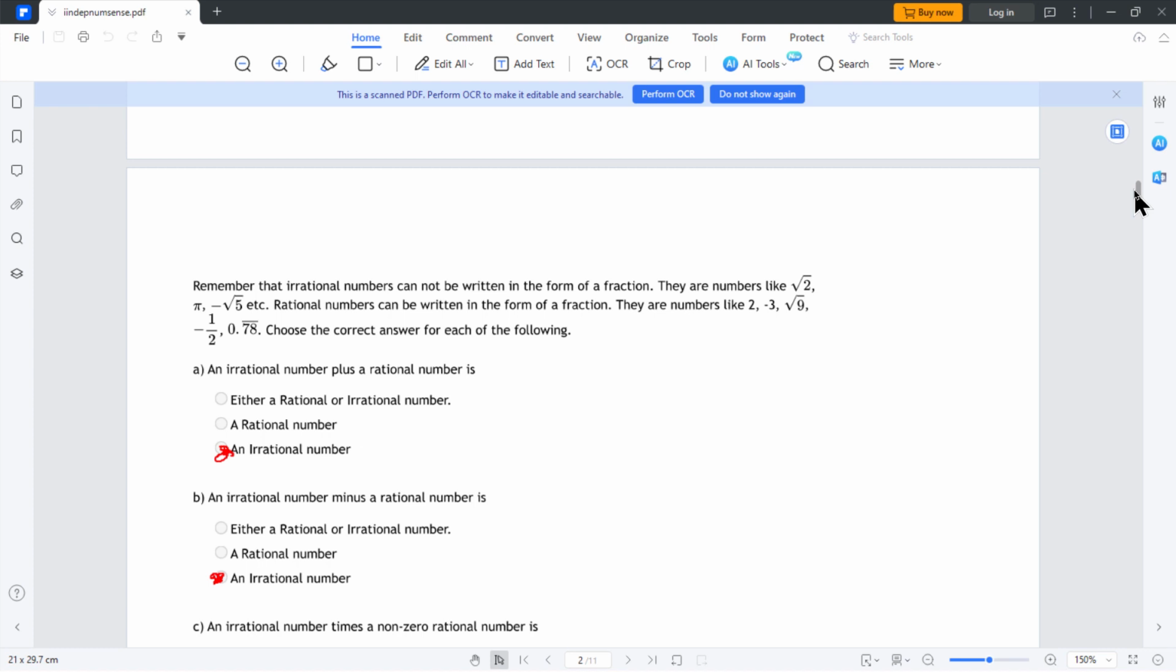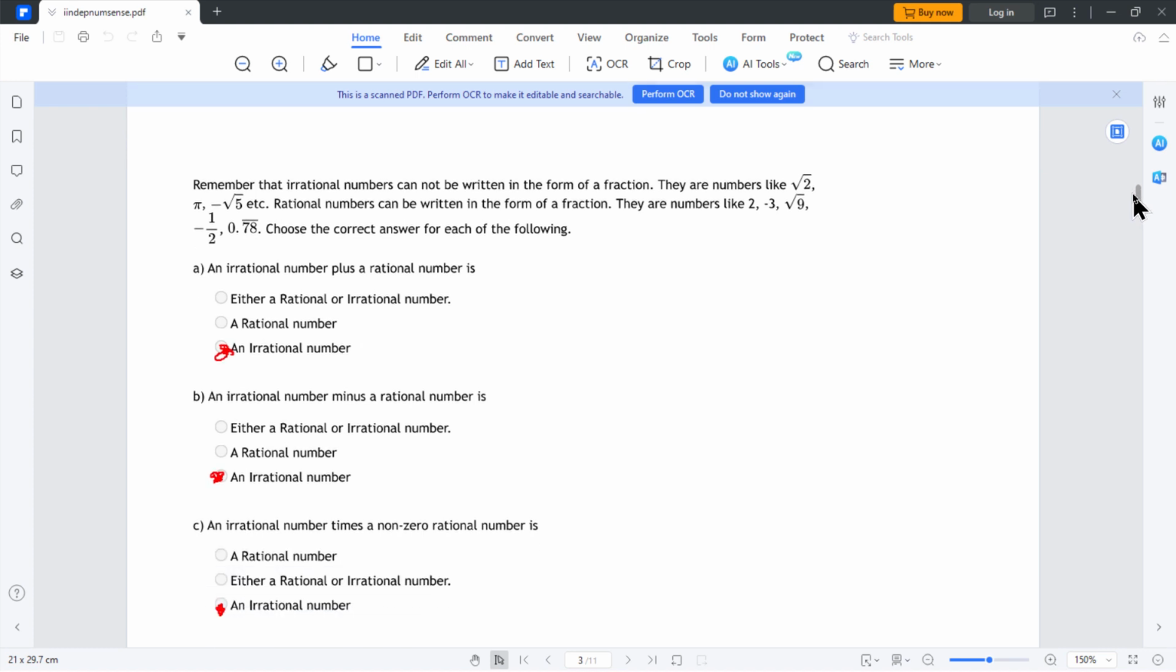Question 3. Remember, irrational numbers cannot be written as a fraction. So the numbers like square root of 2, pi, negative square root of 5, etc. Rational numbers are numbers that can be written as a fraction. They're numbers like 2, -3, square root of 9, which is 3, 1/2, negative, and repeating fraction here, 0.78.